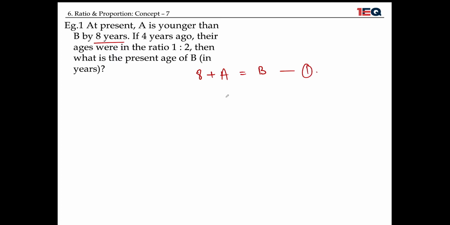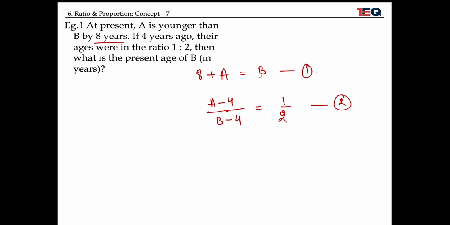Secondly, if 4 years ago their ages were in the ratio 1 is to 2, it means the ratio of A is to B is equal to 1 by 2 when we are talking about 4 years ago. This means that A minus 4 upon B minus 4, okay, so A minus 4 and B minus 4, is equal to 1 upon 2. This is our second equation. Then it's asking me the present age of B. So we have two equations and two variables. So once we solve it, we'll be able to find out the value of B.